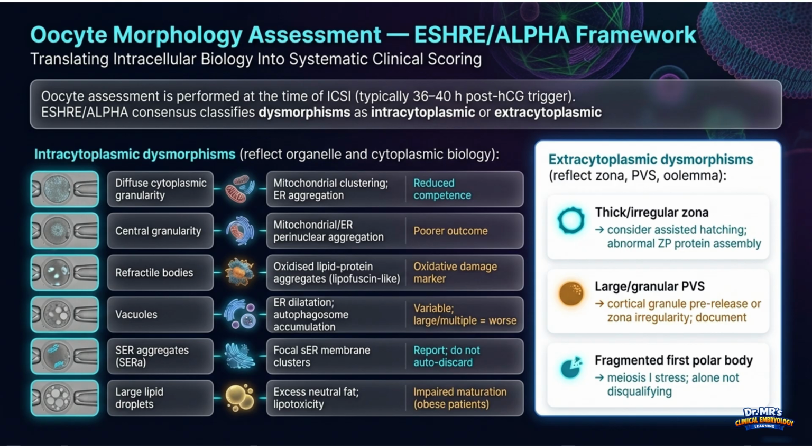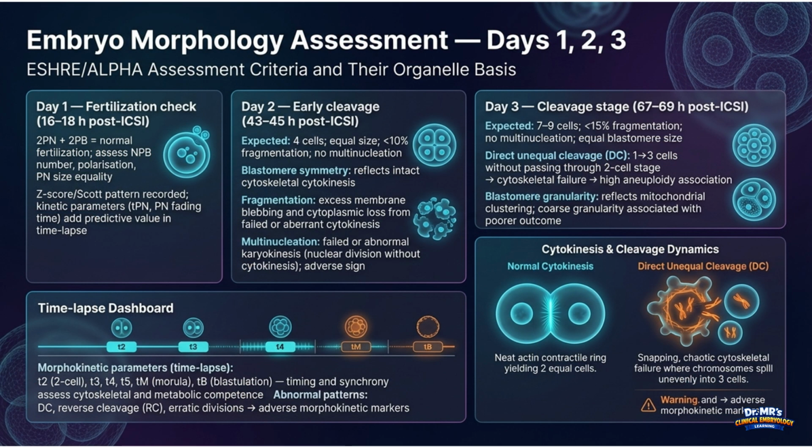So ICSI is done. We've assessed the egg, we've injected the sperm, and we put the dish in the incubator. Let's trace the developmental timeline. Day 1, which we check at 16 to 18 hours post-ICSI. The absolute ideal visual is 2PN, 2 pronuclei, and 2 polar bodies. Right. That confirms normal monospermic fertilization. The sperm delivered its payload, the oocyte resumed meiosis, extruded the second polar body to ditch the extra chromosomes, and now the male and female genomes are unwinding into these large visible pronuclei.